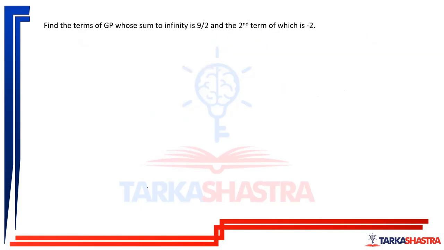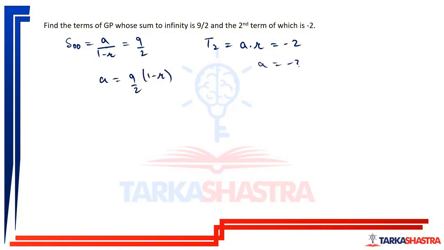Find the terms of a GP whose sum to infinite terms is 9 by 2 and second term of which is minus 2. So the sum of infinite terms, which is a upon 1 minus r, is equal to 9 by 2, and the second term, which is a into r, is equal to minus 2. We have to find the terms of this geometric progression. Here we have a is equal to 9 by 2 into 1 minus r. Here we have a is equal to minus 2 by r. So both the left hand sides are equal.